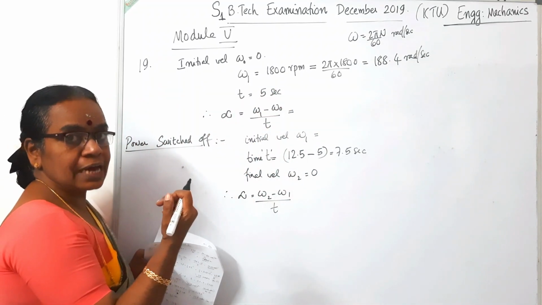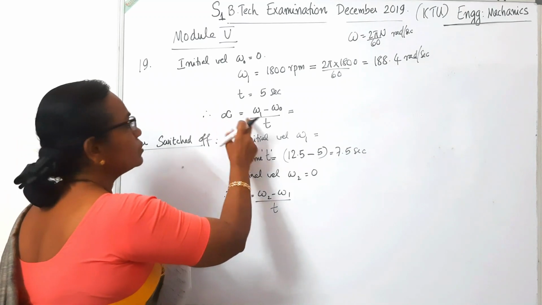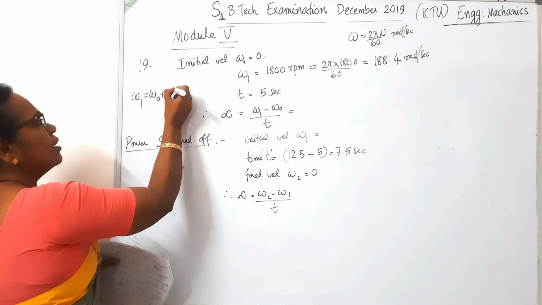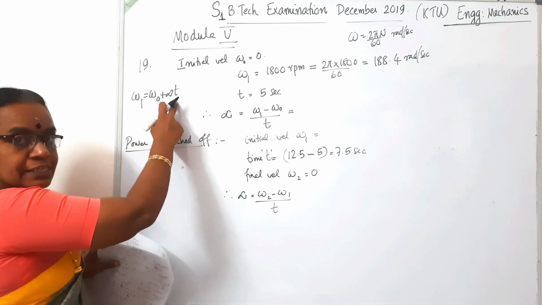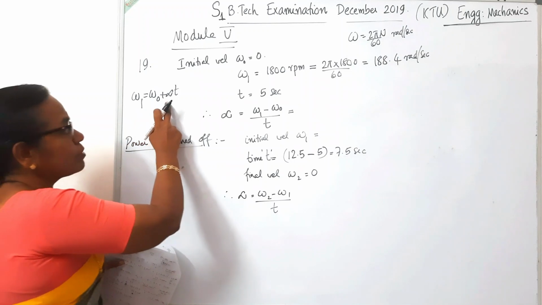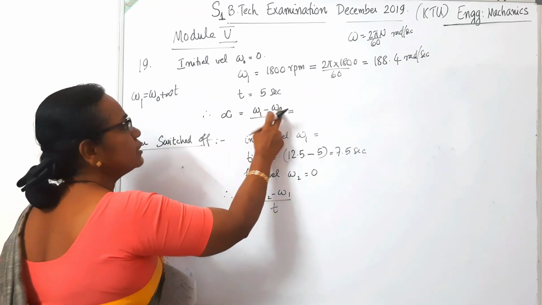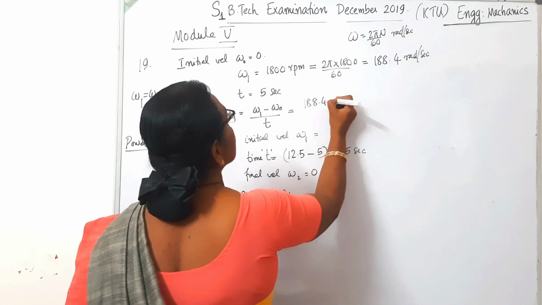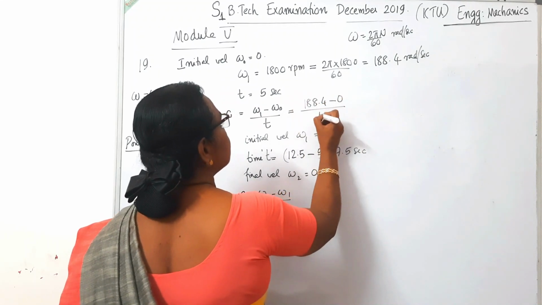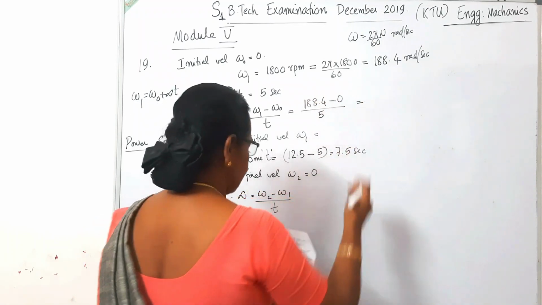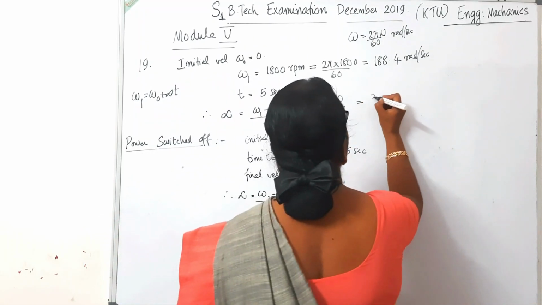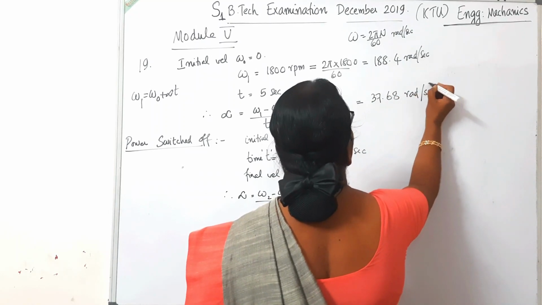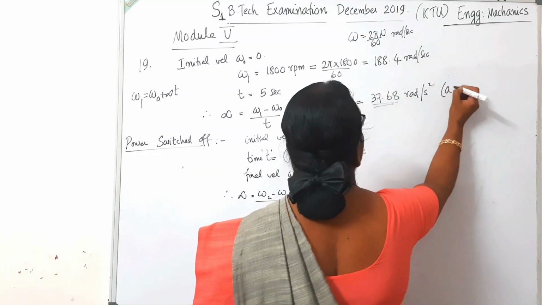So we can find out what is the acceleration. Acceleration alpha: we have the final velocity is equal to initial velocity plus alpha t, V is equal to u plus at, similar to omega 1 equals omega 0 plus alpha t, or alpha is equal to change in velocity divided by time. So we will get 188.4 minus 0 divided by the time taken, which is 5. So we get the answer 37.68 radian per second square. So this is the acceleration.